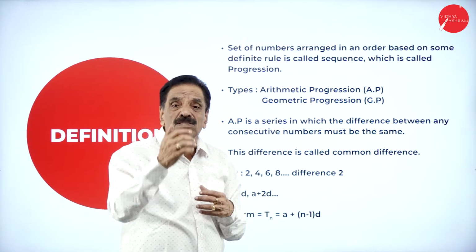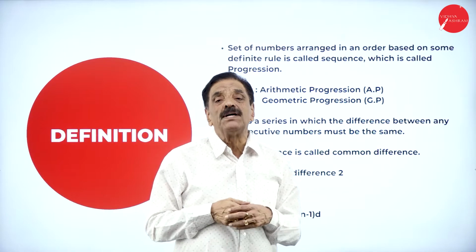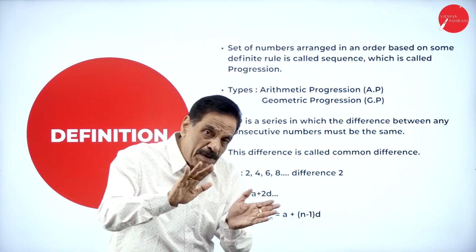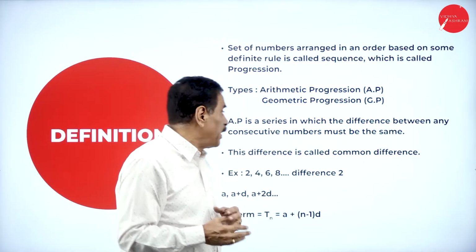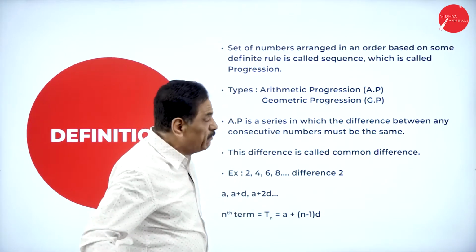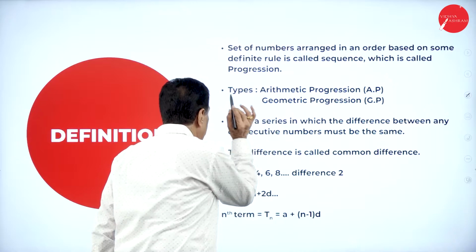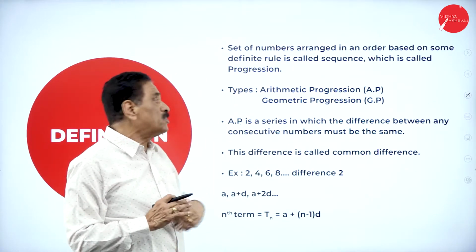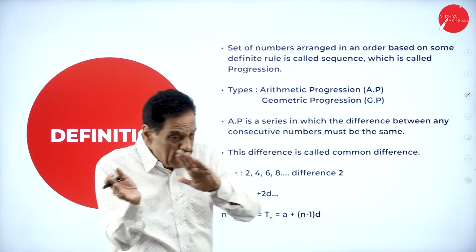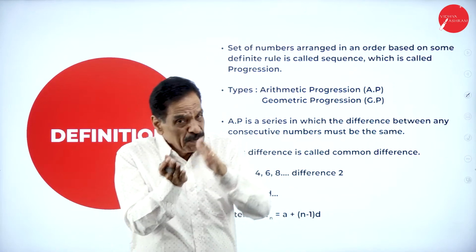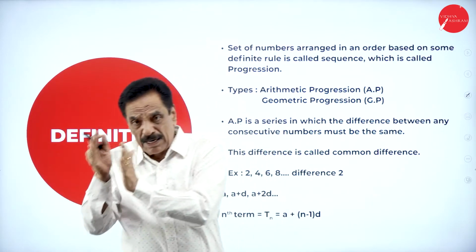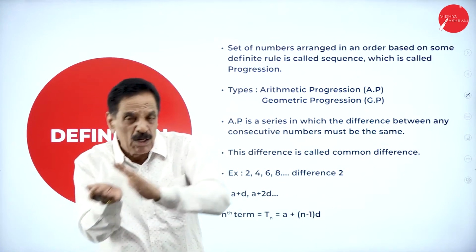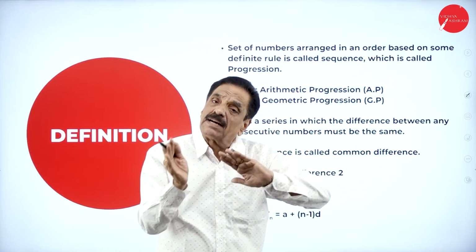Arithmetic progression is called AP. Geometric progression is called GP. So what is AP? What is GP? We are going to explain. We are now teaching with the AP. In an AP series, the difference between any two consecutive numbers must be the same. Any two consecutive numbers means second number minus first number, third number minus second number, fourth number minus third number.